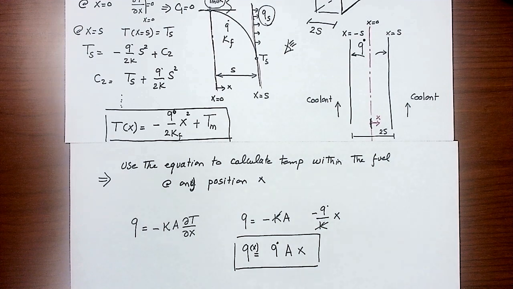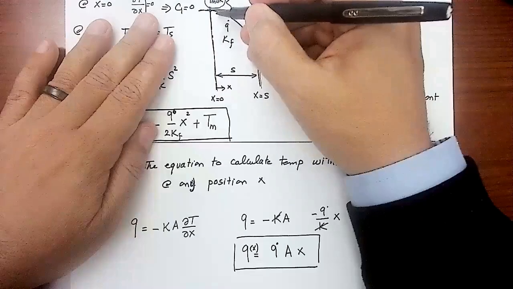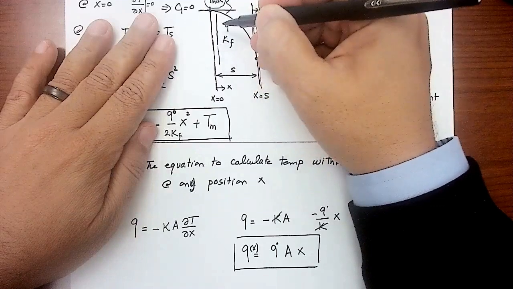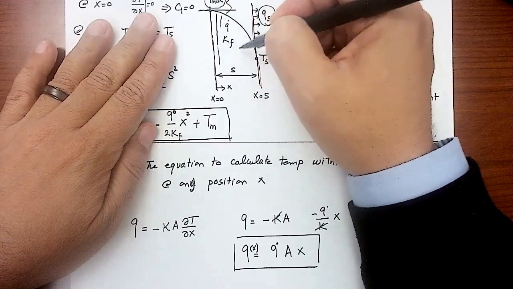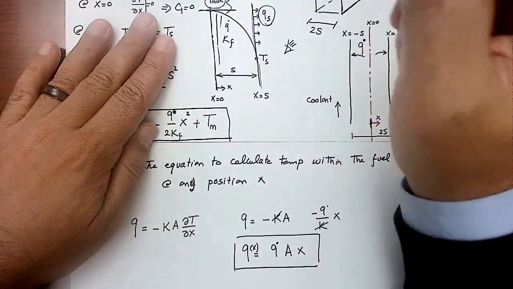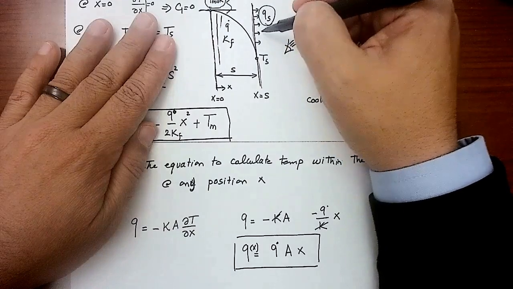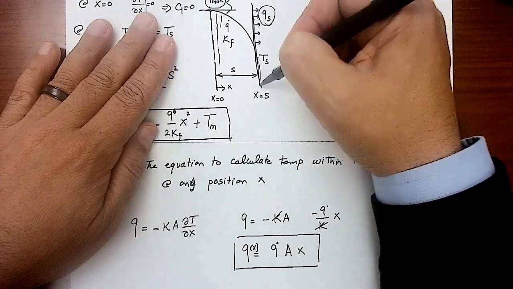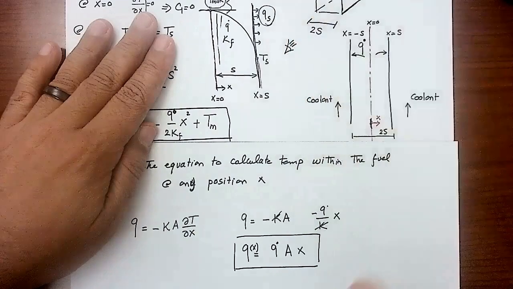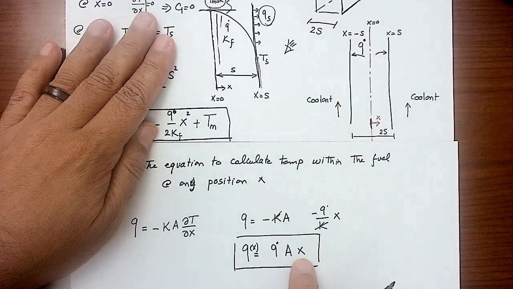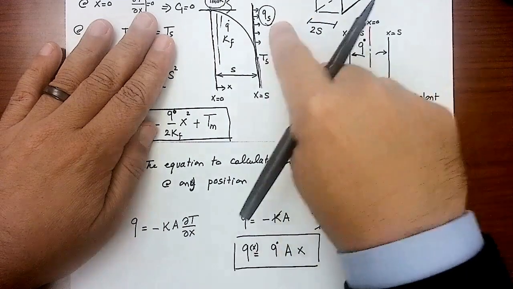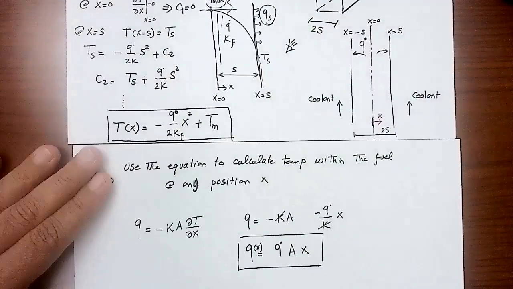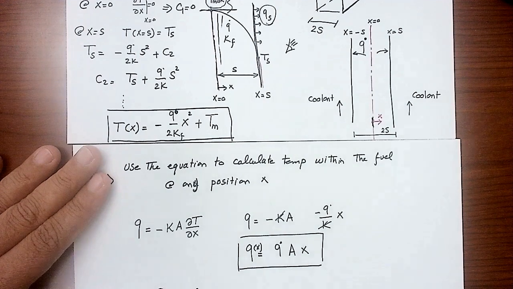Which value of Q am I interested in? I'm not interested in Q after a small distance here, or here, or here. What I'm interested in is the Q that's going to leave that face. What is the coordinate of that face? X equals S. So if I put X equals S into this equation, this will give me what we call QS. To calculate QS, it's simply Q dot times A times half of the thickness.